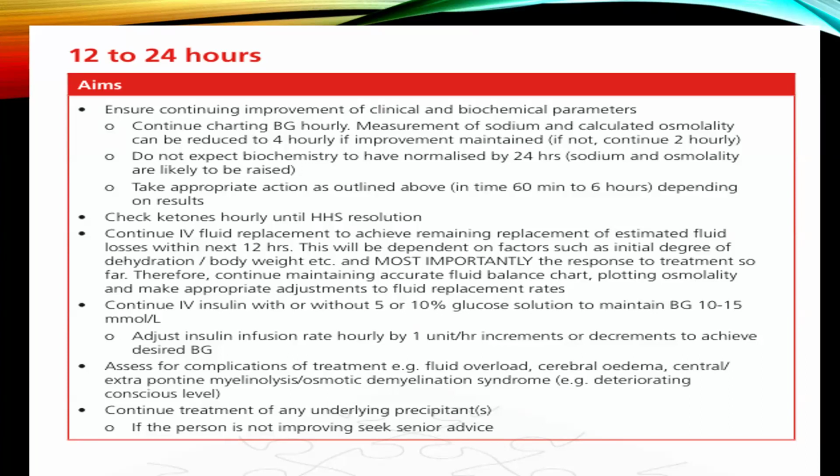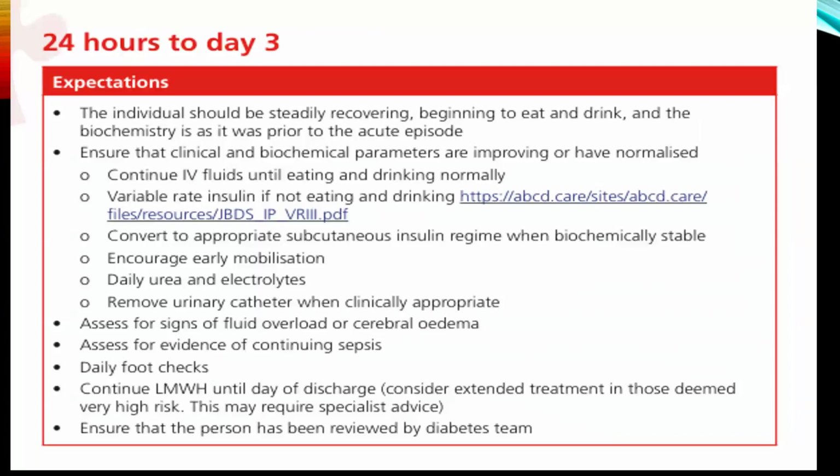Continue IV insulin with or without 5 to 10% glucose solution to maintain blood glucose at 10 to 15 mmol per liter. Adjust the insulin infusion rate hourly by 1 unit per hour increment or decrement to achieve the desired blood glucose. Assess for complications of treatment, for example, fluid overload, cerebral edema, central pontine myelinosis, osmotic demyelination syndrome. Continue treatment of the underlying precipitant cause, and if the patient is not improving, seek senior advice.